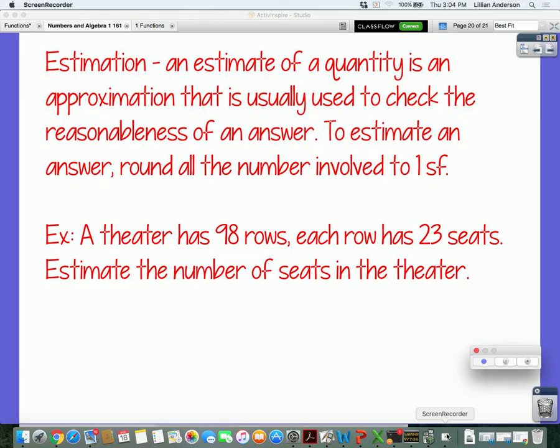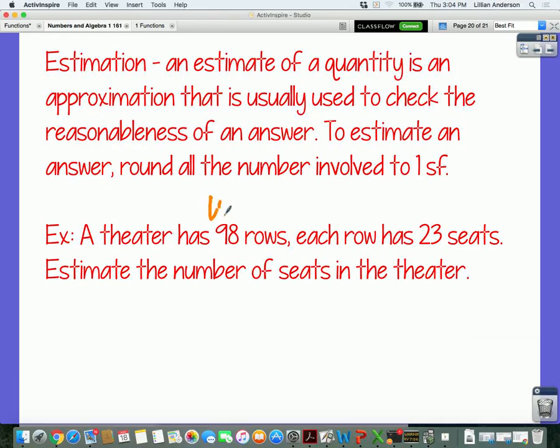Estimate 98. It's 100. We round to one significant figure, which would be the 9, but the 8 causes the 9 to round up. Estimate 23. What's that? 20. And I tell you, 100 times 20 is a lot easier than multiplying 98 by 23. And plus it's an estimate. Approximation, about, close to. What's 100 times 20? 2,000 seats. There are about 2,000 seats in the theater.